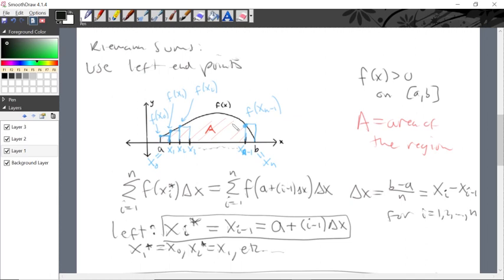When you have a nice function here that is integrable, if you increase the number of rectangles that you use for approximations, you're going to decrease the error and get closer and closer to the exact value, and that's exactly what we're going to do.